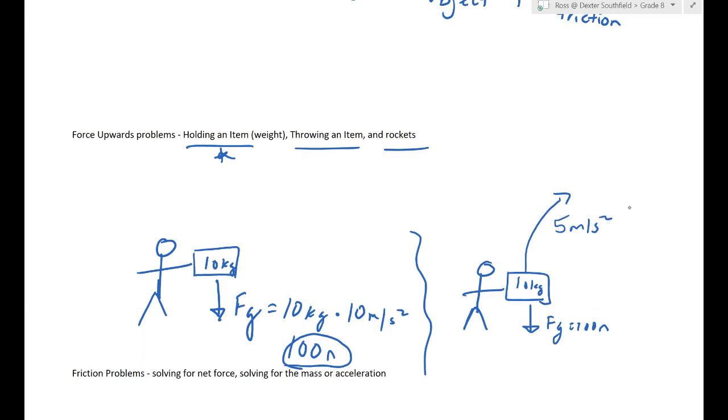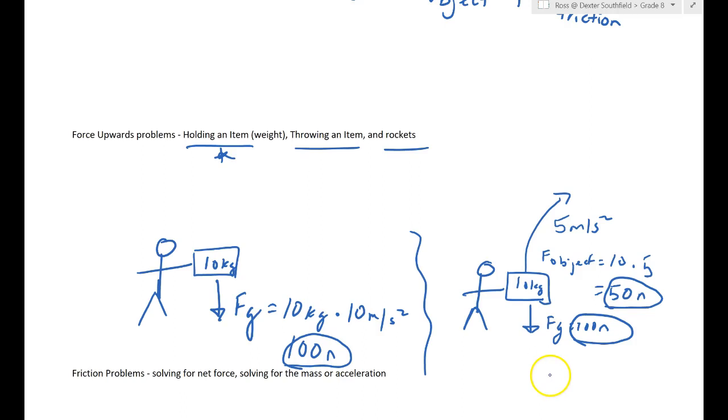Tossing it alone, if there was no gravity, if we were out in space, would require the force of the object to be 10 kilograms times the 5 meters per second squared, and we should end up with 50 newtons. So we now require 100 newtons just to hold the object and 50 newtons to throw the object.